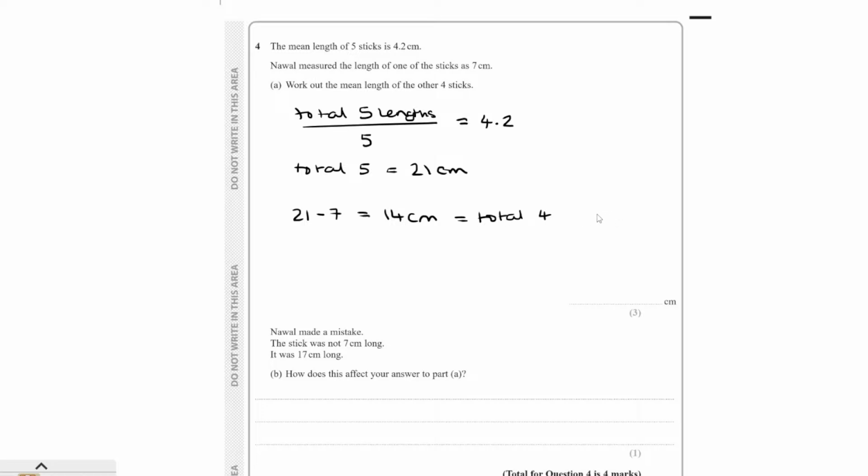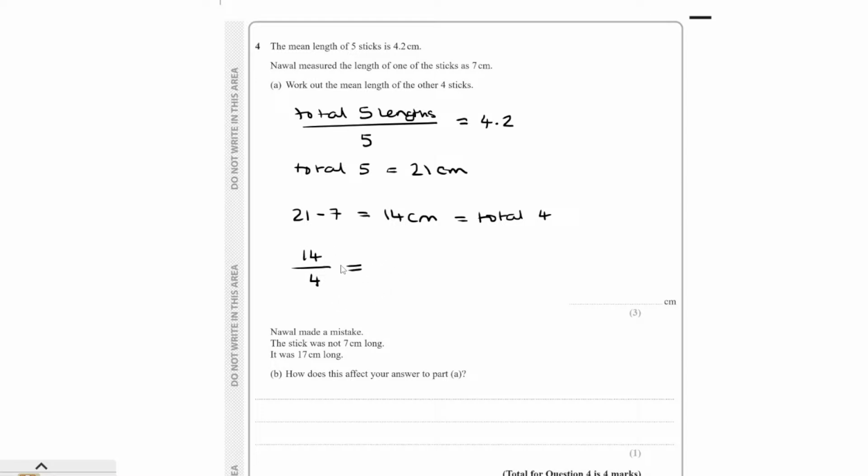Total 4. And it said work out the mean length of the other 4 sticks. Well, again, I don't need to know what they are individually. I just need to know what they add up to, so 14. And then I would divide that by 4 to get the mean for just 4 of them. So we need to divide 14 by 4. You can do bus stop division for this, or dividing by 4, you can just half it and half again, depends what you prefer. So half of 14 is 7.